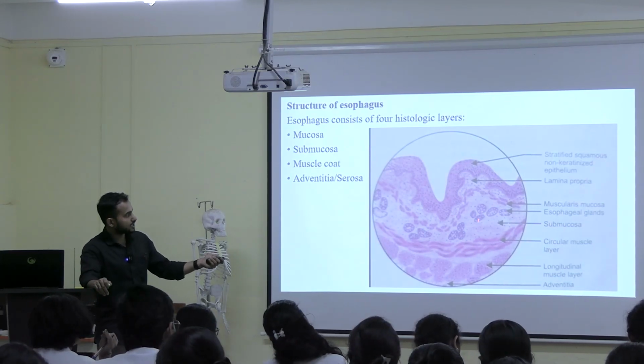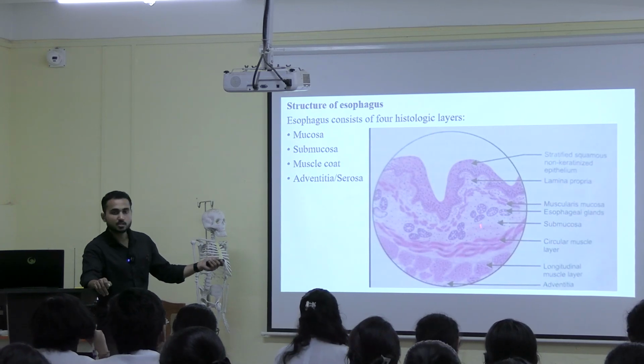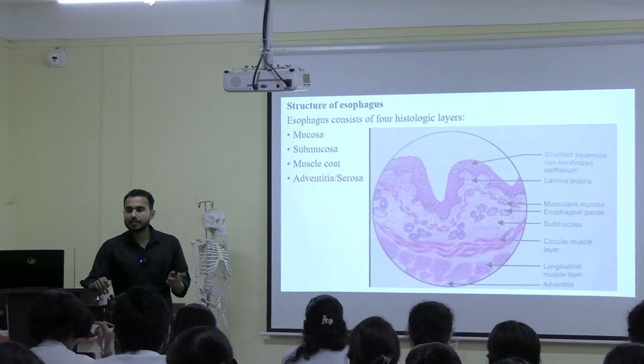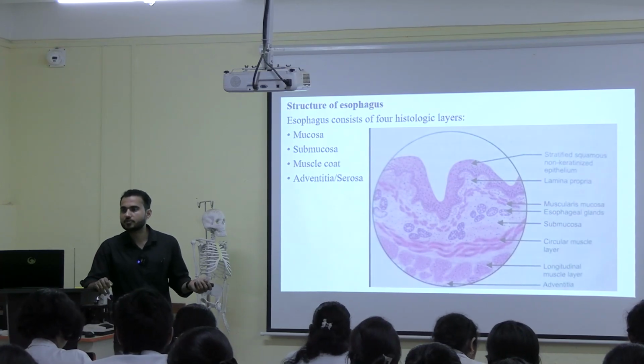Okay, next, which layer is this? Submucosal layer. Okay. In case of esophagus, जो submucosa होता है, in that we are getting the glands, esophageal glands.